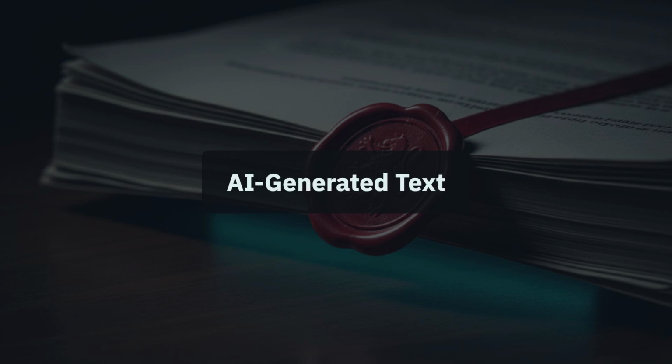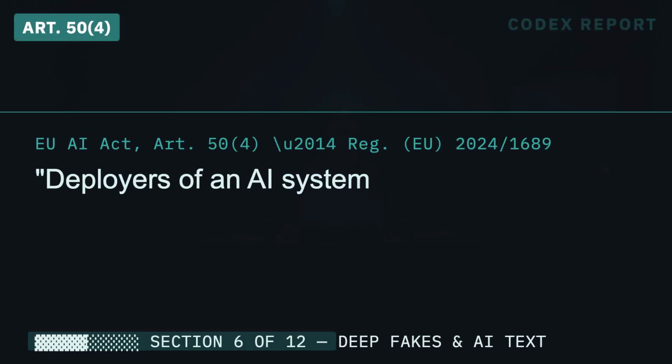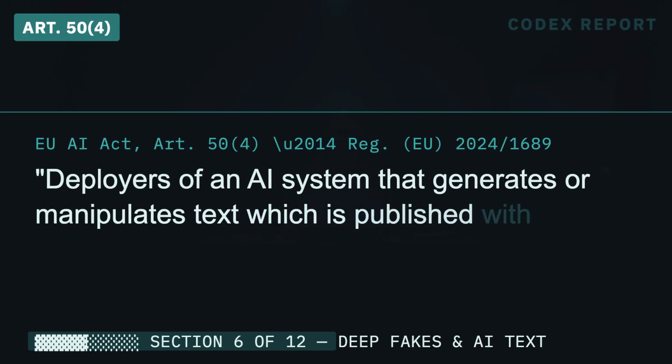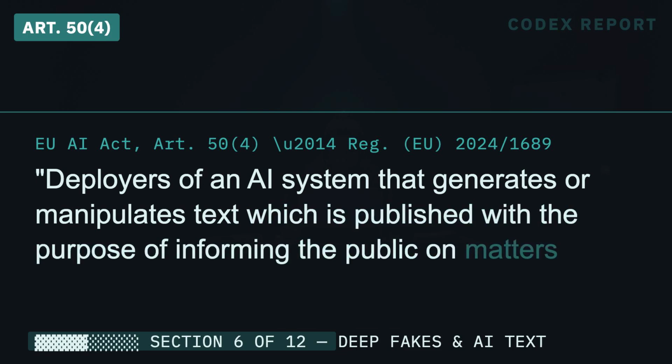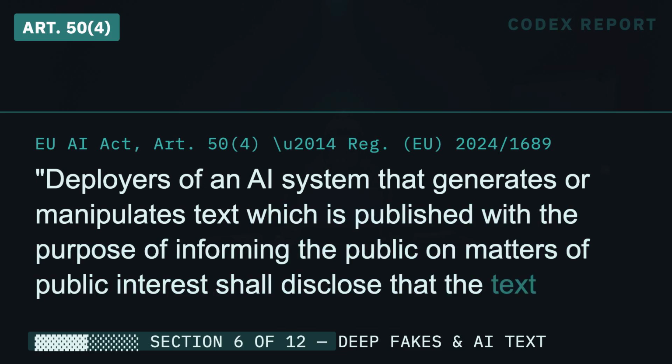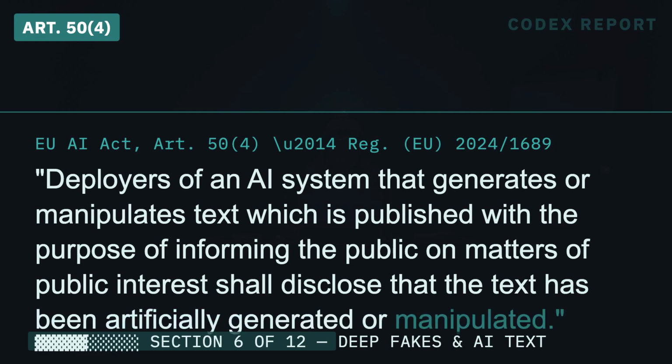Then AI-generated text. Deployers of an AI system that generates or manipulates text, which is published with the purpose of informing the public on matters of public interest, shall disclose that the text has been artificially generated or manipulated.